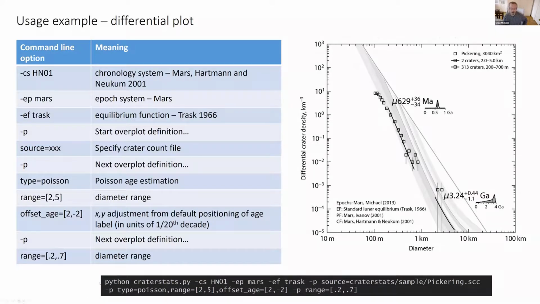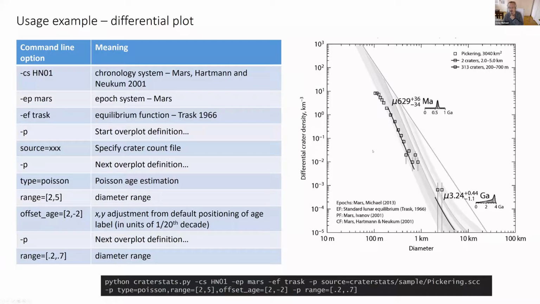Okay, a quick demonstration of the utilization of the software. What you see down here in the black box is a command line for the new software, python craterstats.py, and then a series of parameters that specify this particular output block. And here we've got an explanation of each of the parameters. You specify the chronology system, epoch system, equilibrium function if you need it, and then the data overplots. So a -p starts a new overplot. You specify the source file, so here's a sample file here, and then you specify another overplot.